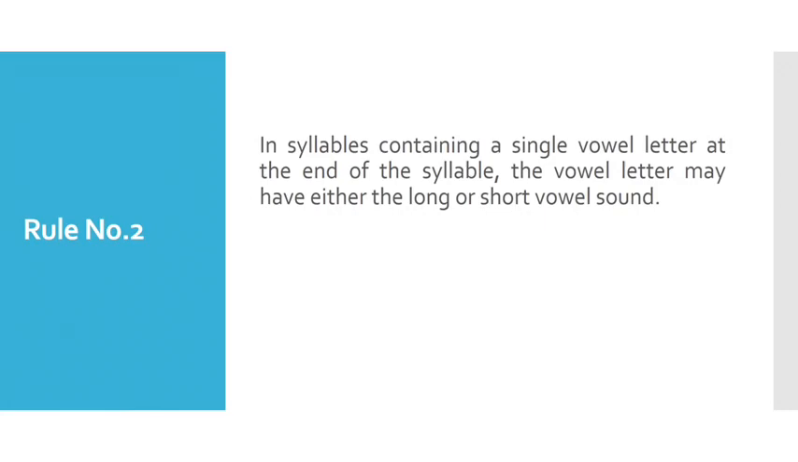Rule number 2, in syllables containing a single vowel letter at the end of the syllable, the vowel letter may have either the long or short vowel sound. So in these examples, bite, life, and bake, let's try first the long sound. So we say bite, life, bake. And we can also use the short vowel sound like bite, life, and bake. It now depends on the context where we use it. If we are doing a speech and there's this part where you intend to inspire, you say, life is beautiful if we find goodness in it.